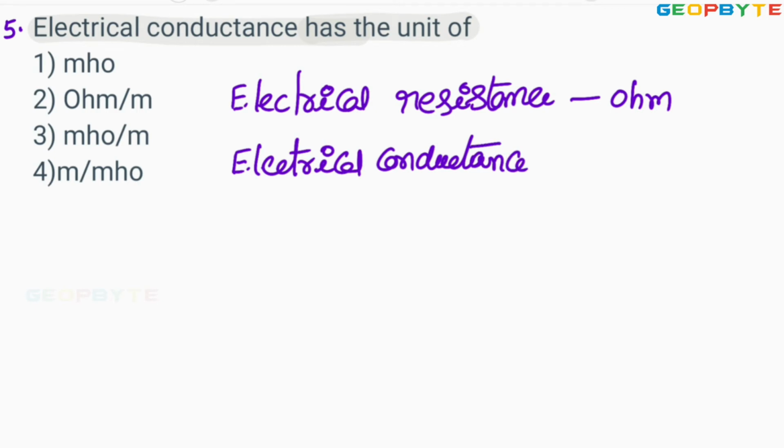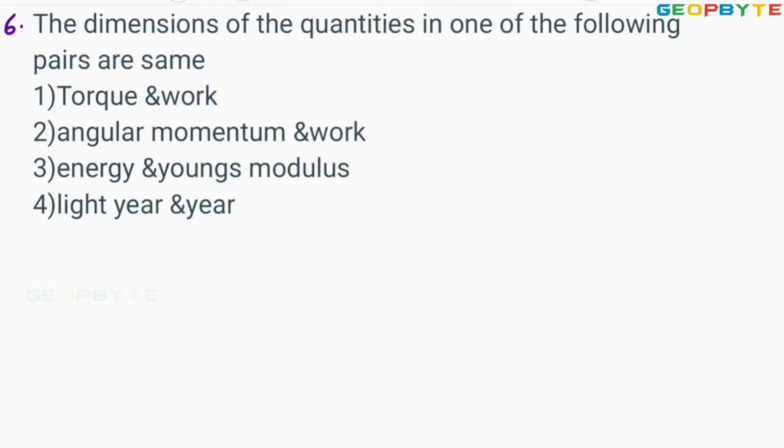Since electrical conductance is the reciprocal of electrical resistance, therefore the unit of electrical conductance is the reciprocal of the unit of electrical resistance. That's why it is generally pronounced in the reverse direction, MHO, mho. So therefore the very first option itself is absolutely correct. I hope you clearly understood. Let us take the next problem.